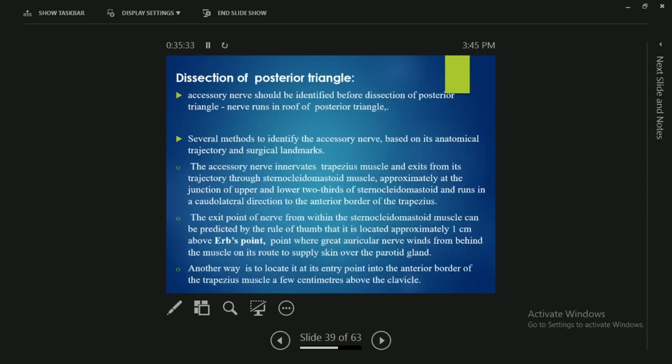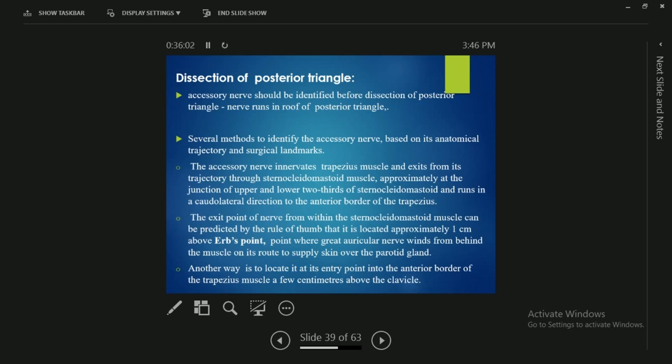Now dissection of posterior triangle. Spinal accessory nerve should be identified before dissecting the posterior triangle, as the nerve runs in the roof of the posterior triangle. Some surgeons may find the spinal accessory nerve when they elevate the skin flap, as it is present in the roof of the posterior triangle. And there are several methods for identifying the spinal accessory nerve based on its anatomical trajectory and surgical landmarks.